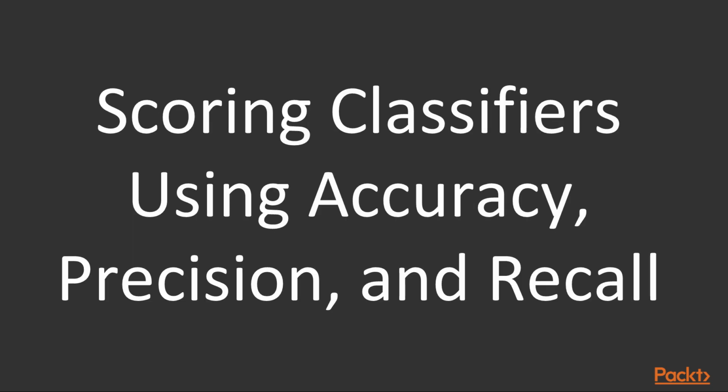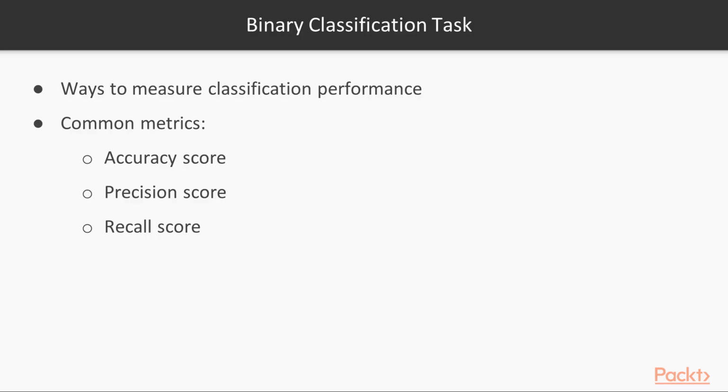First, we will look at scoring classifiers using accuracy, precision, and recall. In a binary classification task, where there are only two different class labels, there are a number of different ways to measure classification performance. Some common metrics are accuracy score, precision score, and recall score. For understanding these metrics in detail, you can refer to the reference material which is attached with the code bundle.